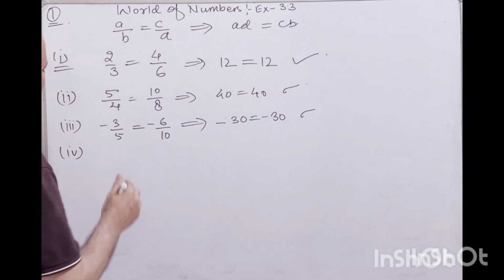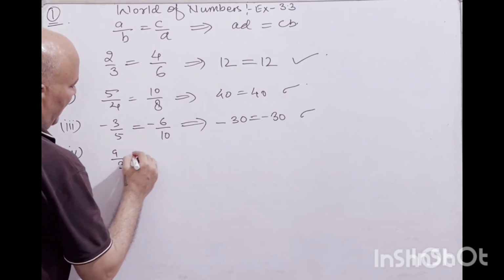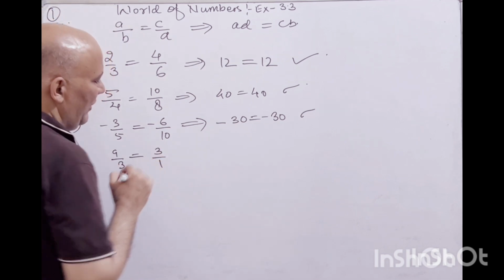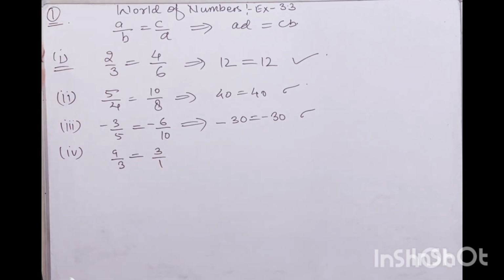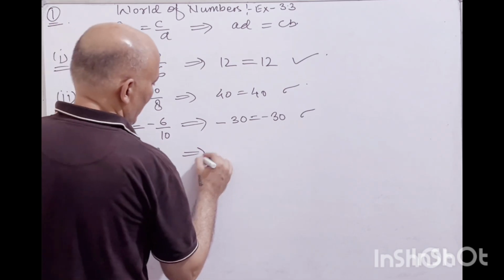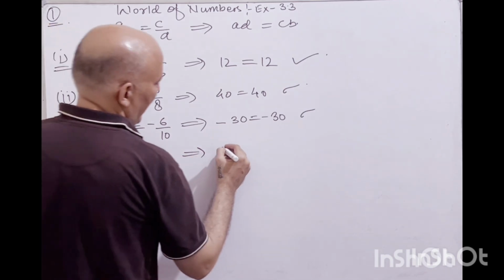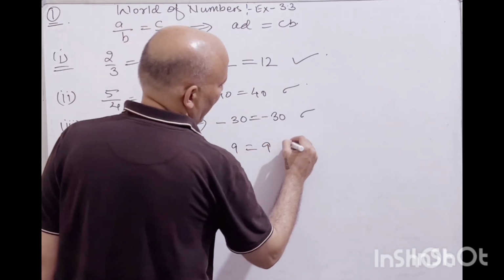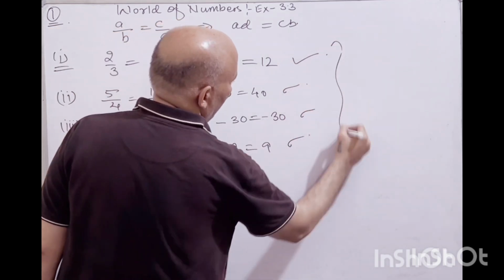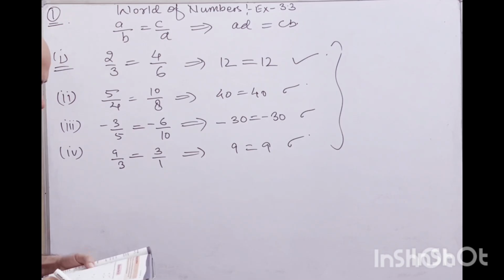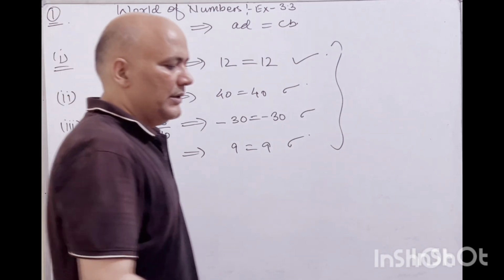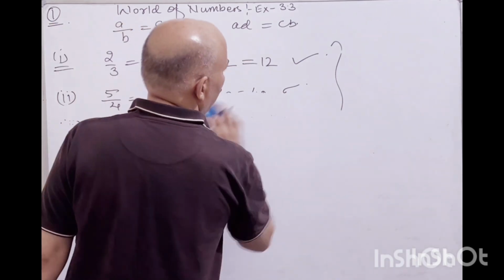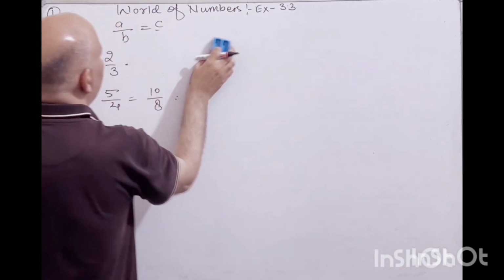Then the fourth one, given 9/3, first rational number, and second one is 3. 3 can be written as 3/1, so this is also a rational number, right. So again we have to put the condition, 1 and 9, that is 9 is equal to 3, this is 9. Again all four are equal, so you can see, right. This is question number 1. This condition has to be complied with, then only we can say these are equal.